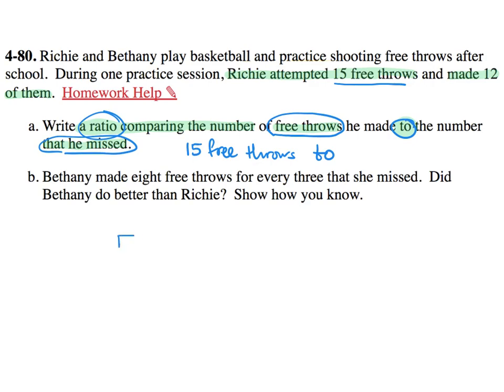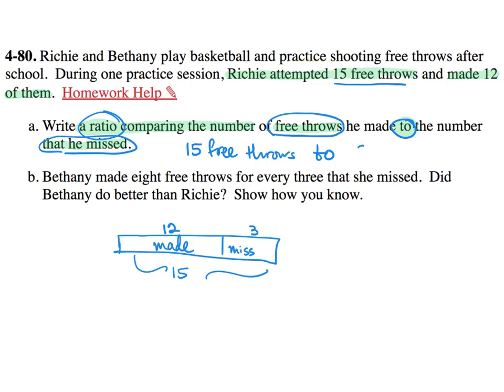So if he did all 15 tries, he made only 12 of them. So 12 he made, 15 altogether. So how many did he miss? Right? So he made only 12. So the missing number is 3. So over here I'm going to say 3 missed. So that was not information up there, but it was implied that it's 3 because altogether was 15. Now go ahead and try Bethany's ratio, write it down.